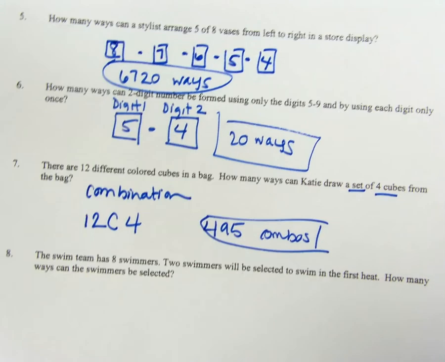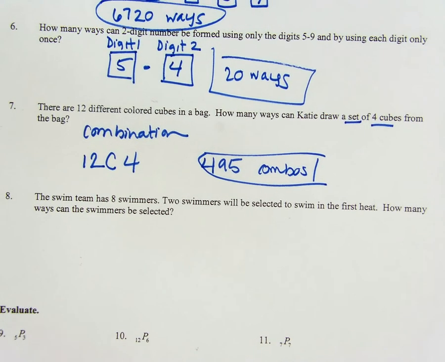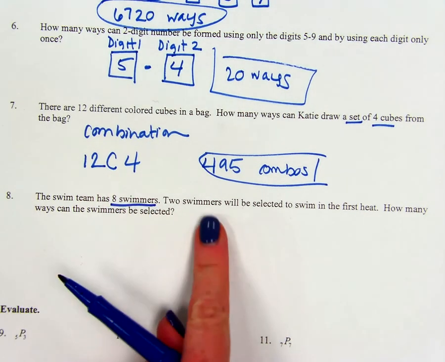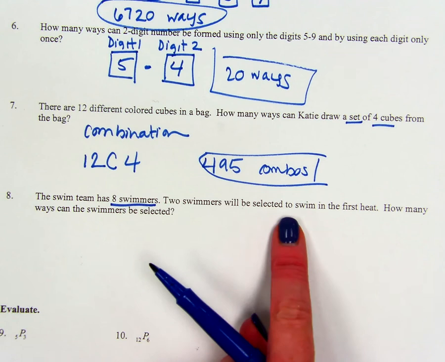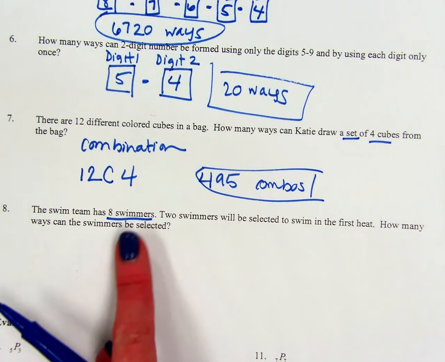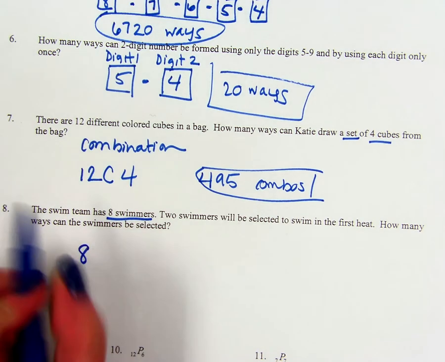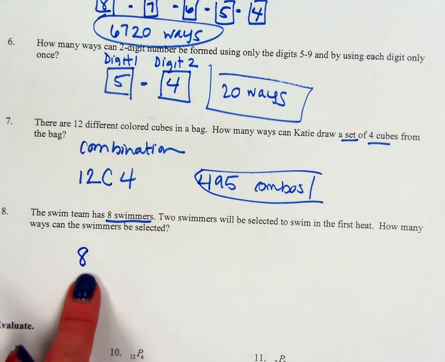And let's look at 8 as well. So it says the swim team has 8 swimmers. 2 swimmers will be selected to swim in the first heat. How many ways can the swimmers be selected? So I have 8 swimmers. So I'm going to start with my larger number. That's my total pool. I have 8 swimmers.